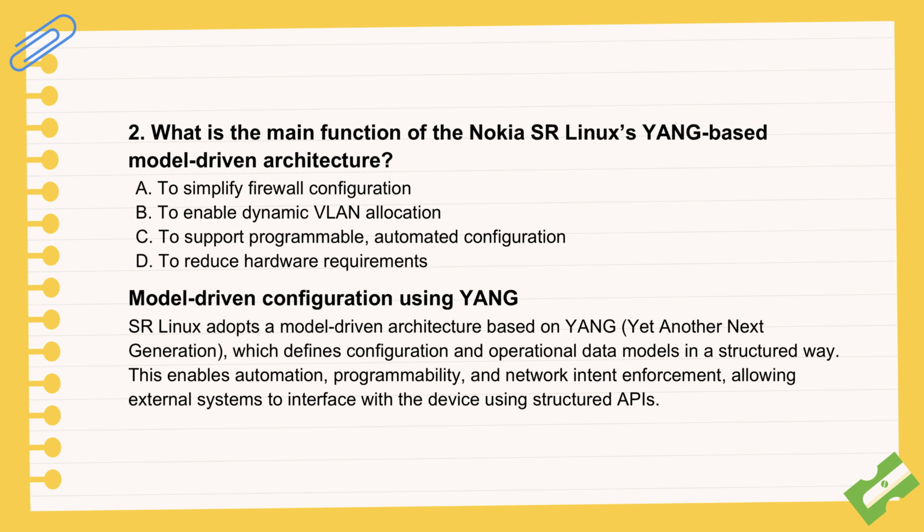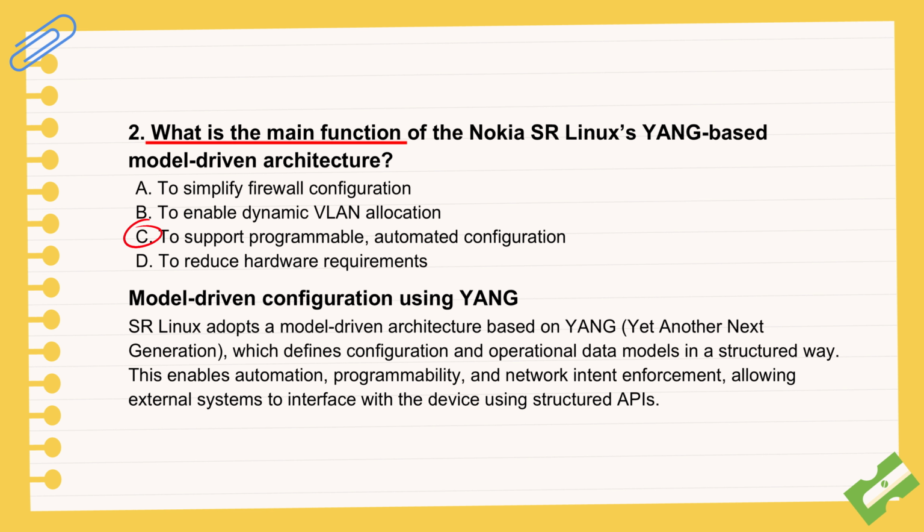This one's more about the architecture itself. What is the main function of the Nokia SR Linux's Yang-based model-driven architecture? Options: simplifying firewalls, dynamic VLANs, supporting programmable automated configuration, or reducing hardware. The answer here is supporting programmable automated configuration. Programmable and automated. This really represents a fundamental shift in network management. How so? Moving away from configuring devices line by line manually. The old way, towards something more programmatic.